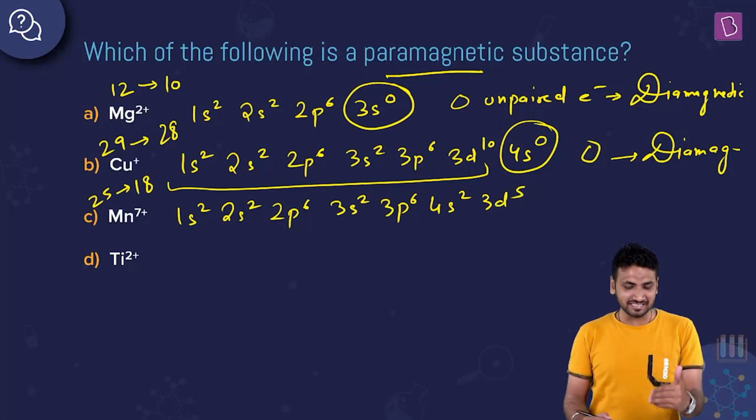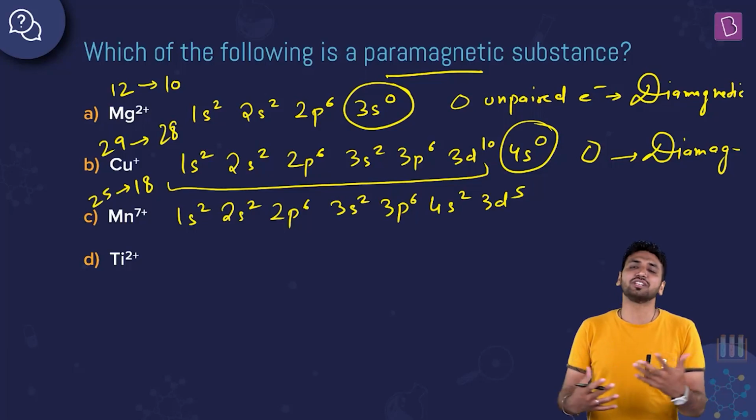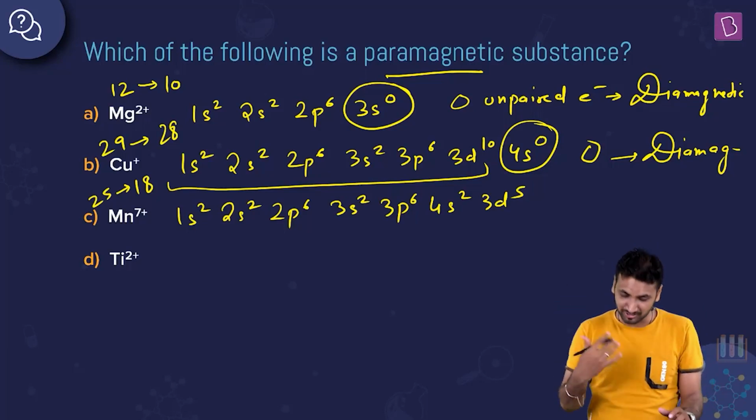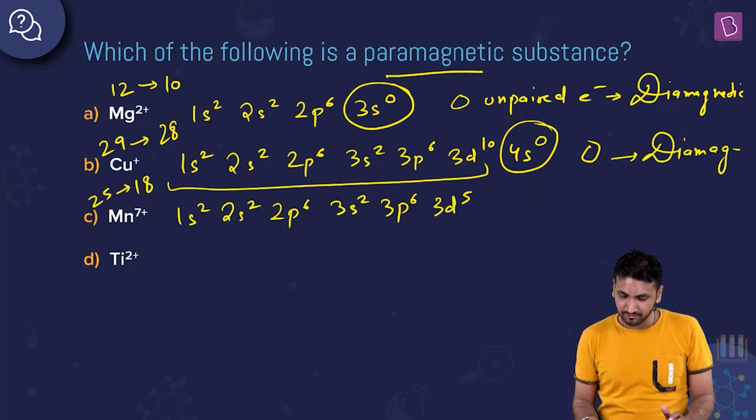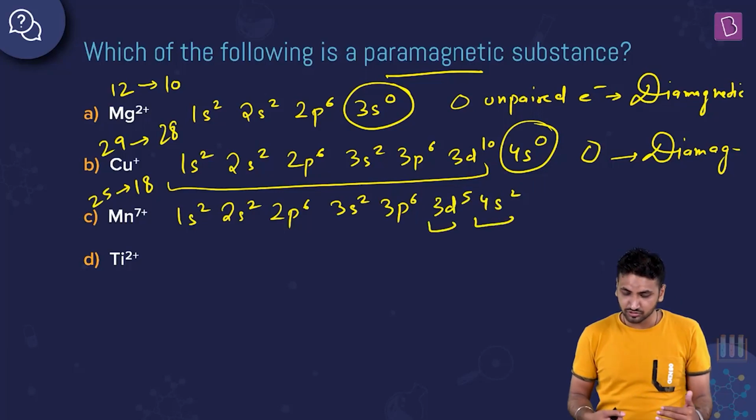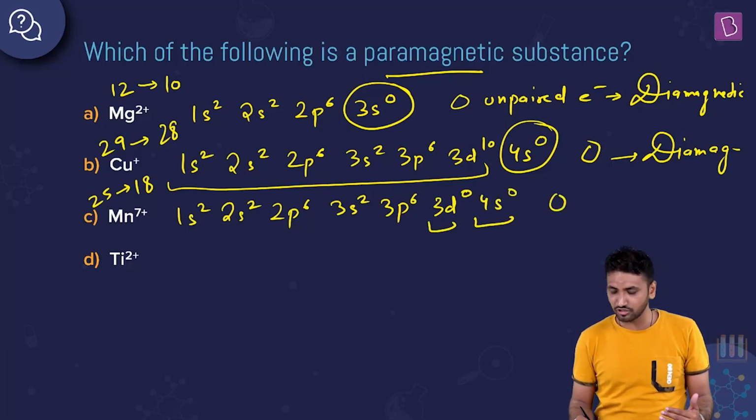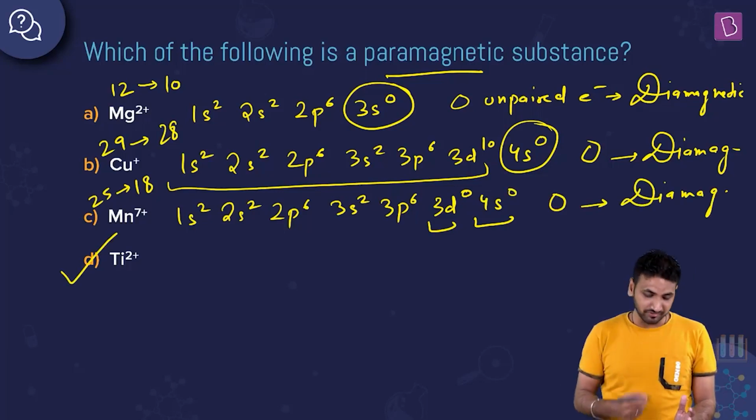And 18 is the electronic configuration of a noble gas, and there all the electrons are paired. Without doing anything, I just know there is going to be 0 unpaired electrons. But still, let's do it. So let me first change 3d5, 4s2, removing 7 electrons, 2 from 4s, 5 from 3d. So this will become 3d0, 4s0. Again, 0 unpaired electrons, going to be diamagnetic. So yes, obviously the answer is option D, but we have to verify this.